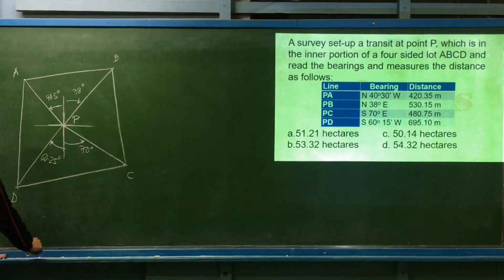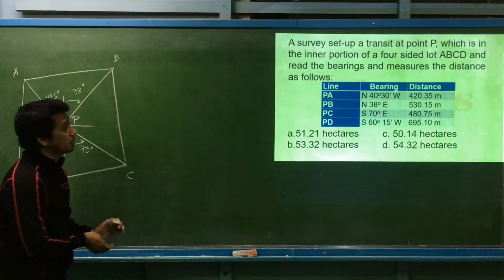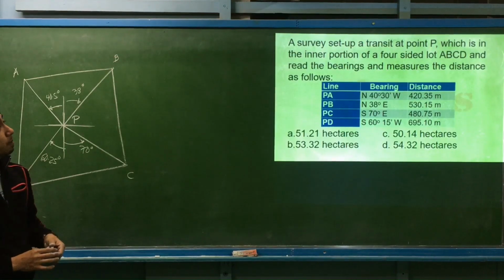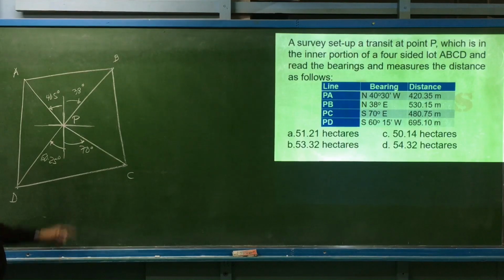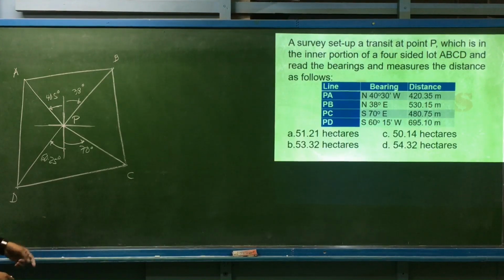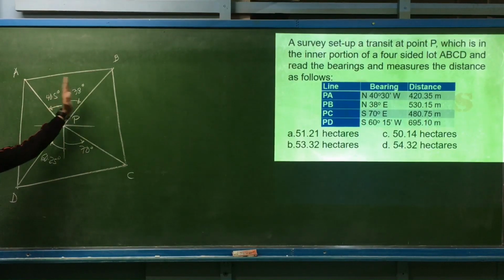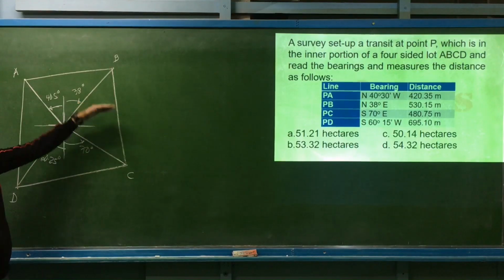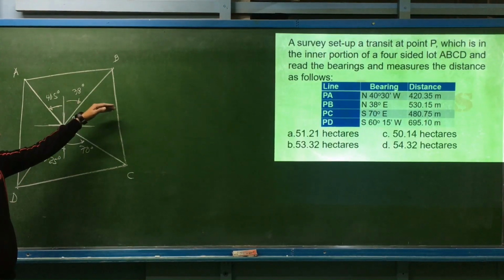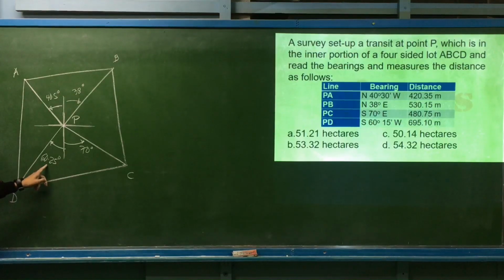And the next example is a closed traverse. It will not really need surveying, we can use triangles or geometry. A surveyor set up a transit at point P, which is in the inner portion of a four-sided lot ABCD. So this is point P. And he read the bearings and measured distances as follows. We have distance PA, whose bearing is 40 degrees 30 minutes west of north, or 40.5. Then point B, that is 38 degrees east of north, we have 70 degrees east of south. Then for distance PD, that is 60 degrees 15 minutes, or 60.25 degrees, west of south.